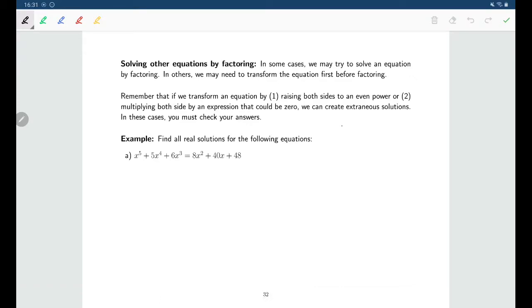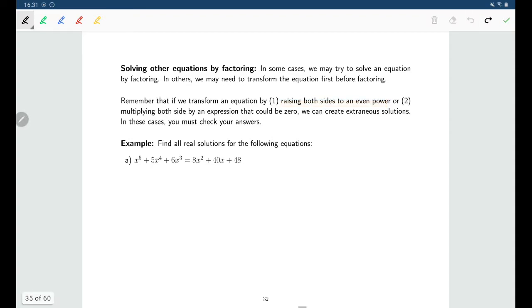Welcome back. In the last part of this lecture, we'll be talking about other ways to solve equations that involve some factoring perhaps, or some other clever transformations of the original equation. Some things to keep in mind, of course, would be that if we ever square both sides of our equation or raise both sides to an even power, then potentially there are extraneous solutions that you've created, which means you'll need to check your solutions.